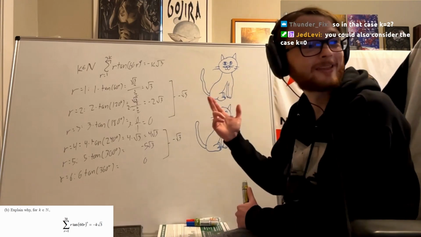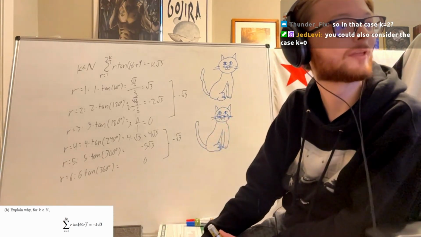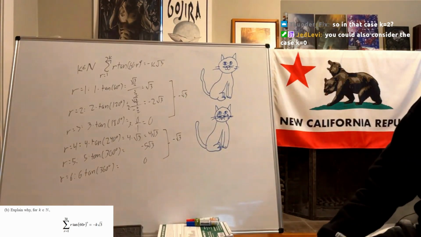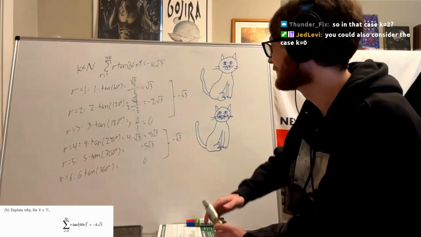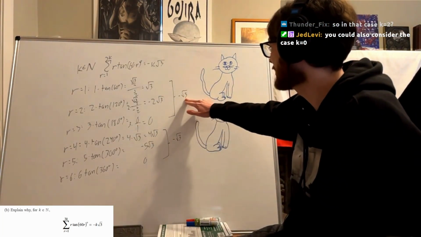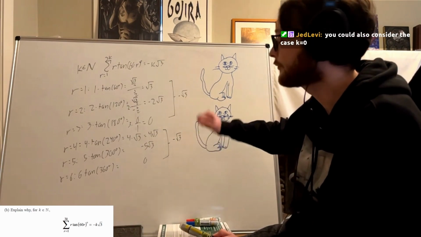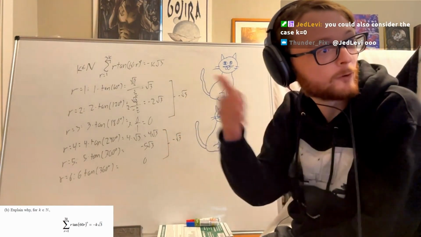So there's a funky thing here happening. You get it? Oh, good. Okay. In that case, k equals 2. Yes, if you go down here, you do minus root 3 plus minus root 3, which is minus 2 root 3, and k equals 2. So the formula works.